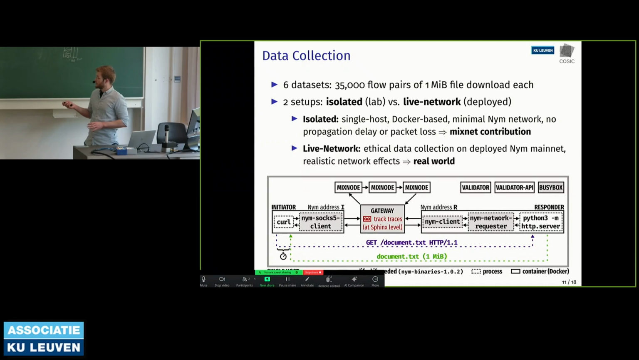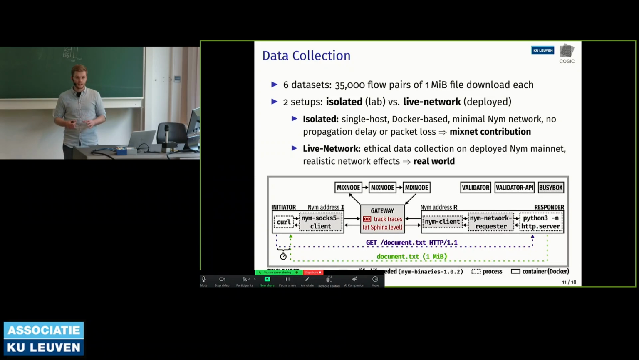Specifically, the isolated one is the one where we control everything, like we set up a minimal NIM network using Docker containers on a single host. But this means that there is no realistic network in between those containers, right? So that means no propagation delay, no loss. You can see how we do this at an abstract level here. This is the isolated setup. We as the adversary are sitting in the gateway position in between an initiator and a responder. And the initiator asks, using curl from a Python 3 HTTP server, for this 1 megabyte-sized document that it will download, right? And we track the metadata for this.